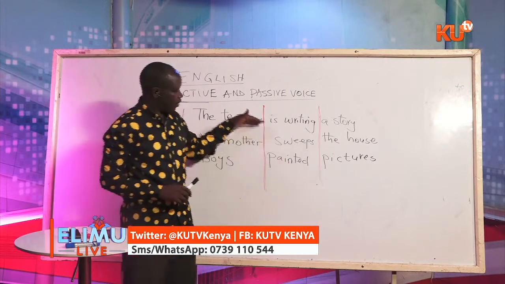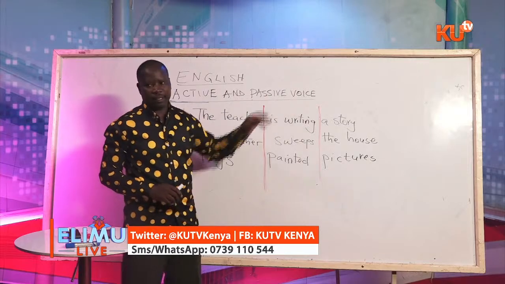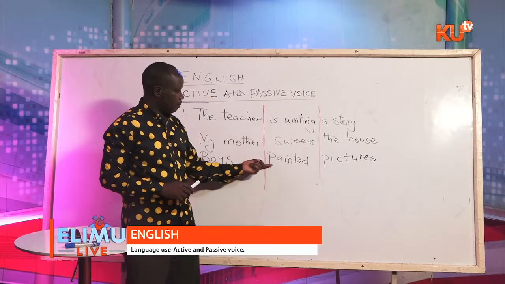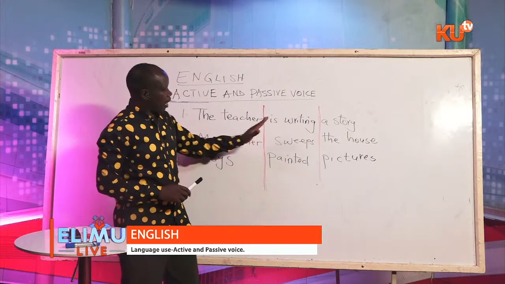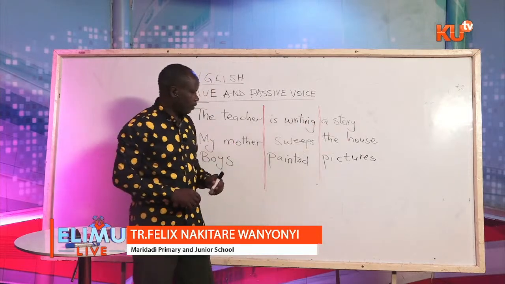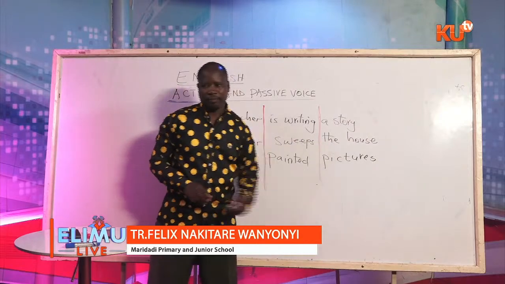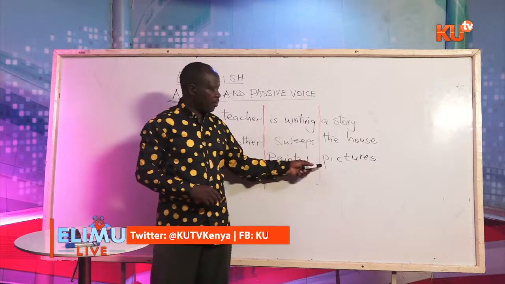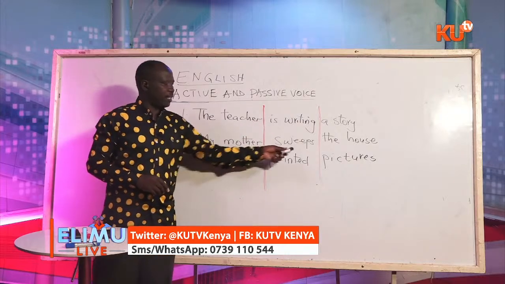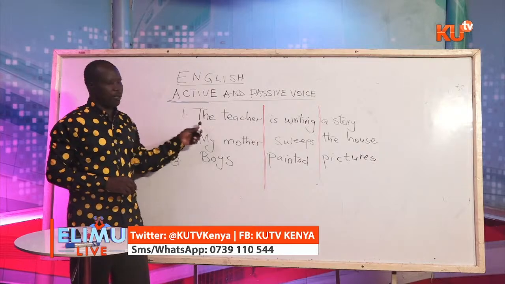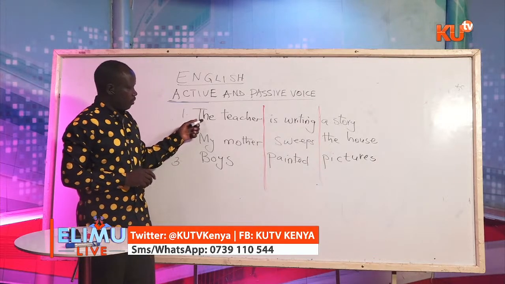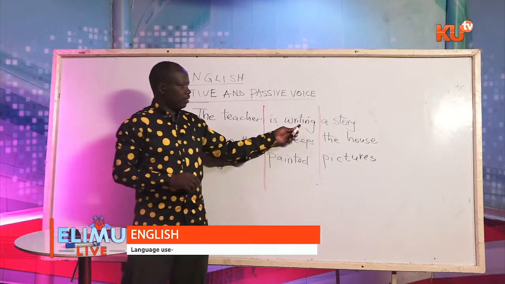Then the second part, when we got the first sentence, the second part is writing. In our sentence number 2, second part is sweeps. And in our sentence number 3, painted. Then when we come to the third part of each of the sentences, when we look at the first sentence, we have a story. In sentence number 2, we have the house. And in sentence number 3, we have pictures. So these 3 parts of each of the sentences is very important.